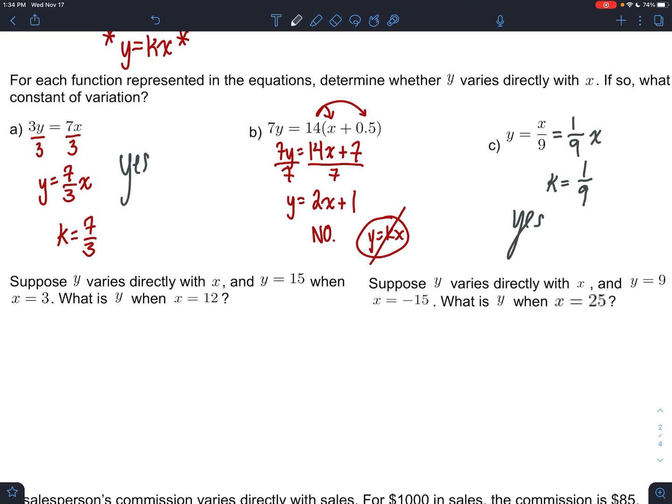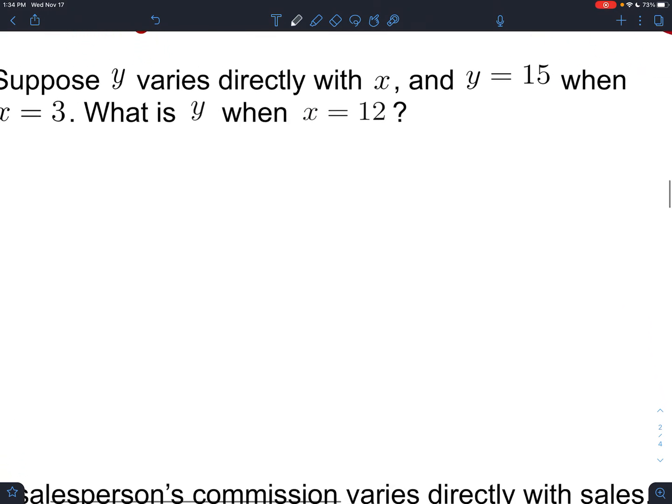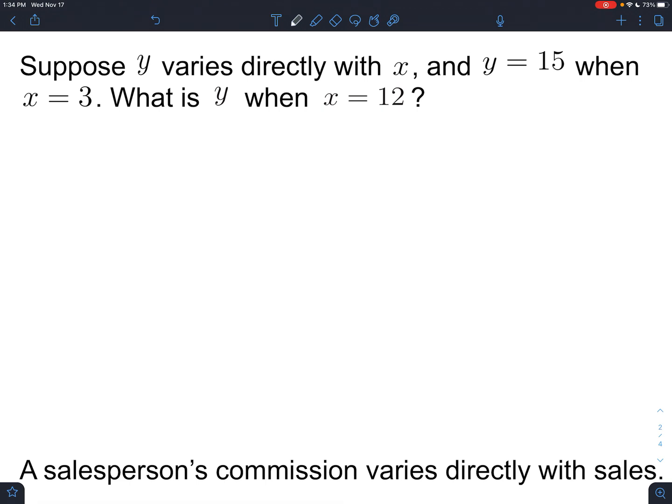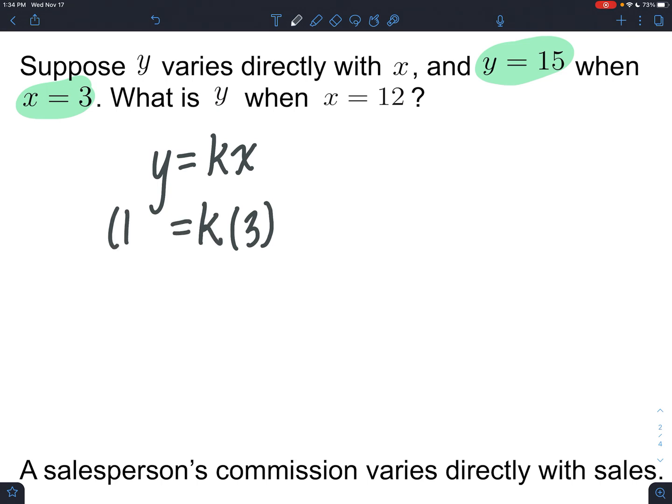Okay, so the next 4 problems we're going to do play out almost the exact same way. So this first one says that y varies directly. So I know immediately that it follows this equation, but I don't know what k is. Okay, but I'm given 2 values of x and y. I'm given an input 3 and an output 15 for y. So I can use those to find k, is how this is going to work. Right? Everything's multiplied here, so I can divide.